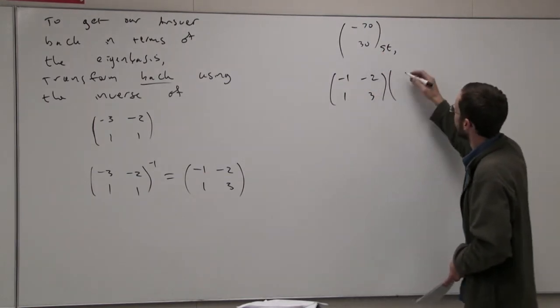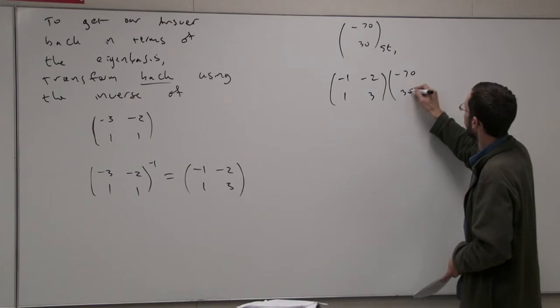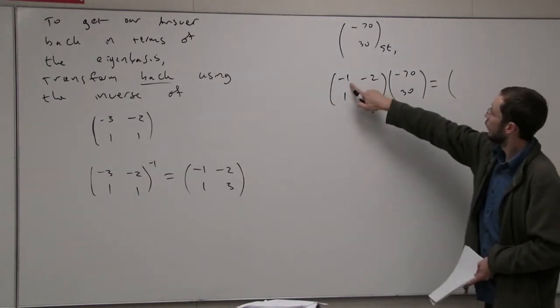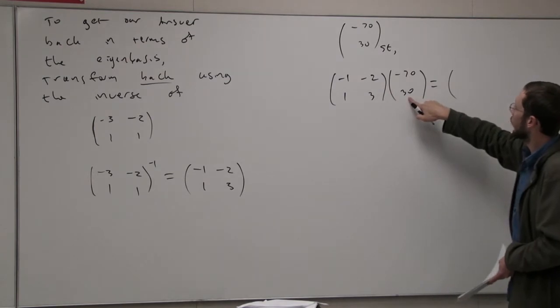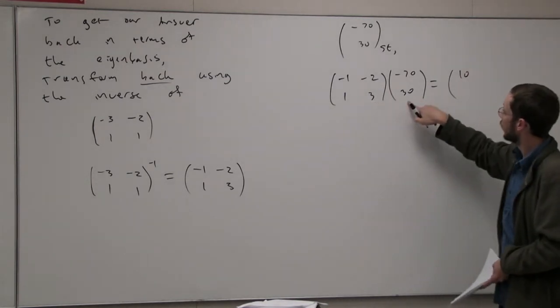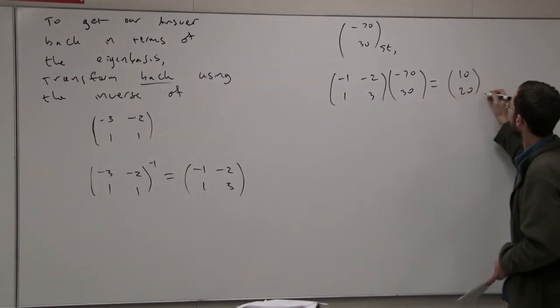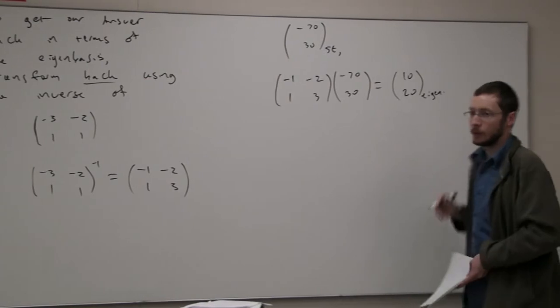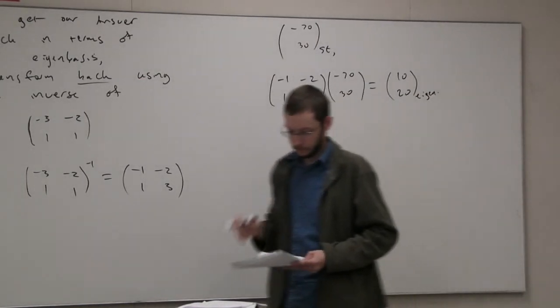So here's the vector that resulted from that transformation in the standard basis. We just multiply all this stuff out. We get 70 minus 60, which is 10. -70 plus 90, which is 20. So this is now the result of that transformation written in terms of the eigenbasis.